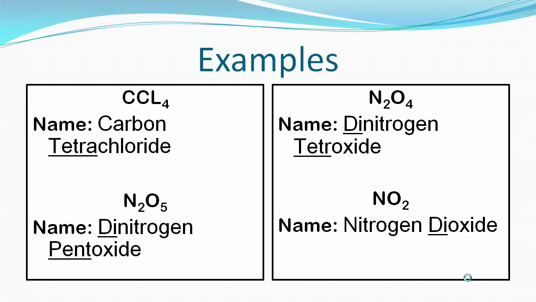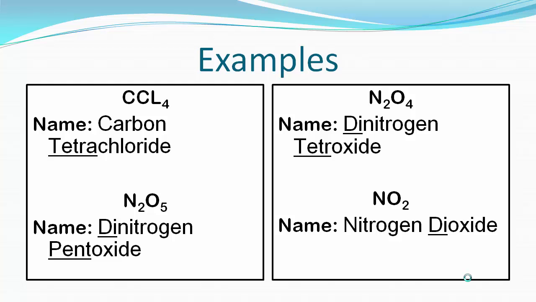Now we have another one, N2O5. Even if there is a number on the first element, we still put the Latin or Greek number prefix. So we say dinitrogen for the 2, and for the oxygen, we use pentoxide. We don't say pentaoxide because there's an O. O is a vowel, so we don't need the a, just pentoxide.